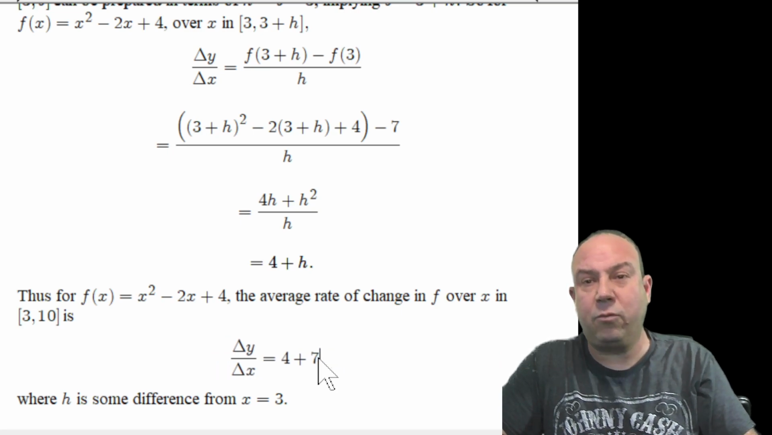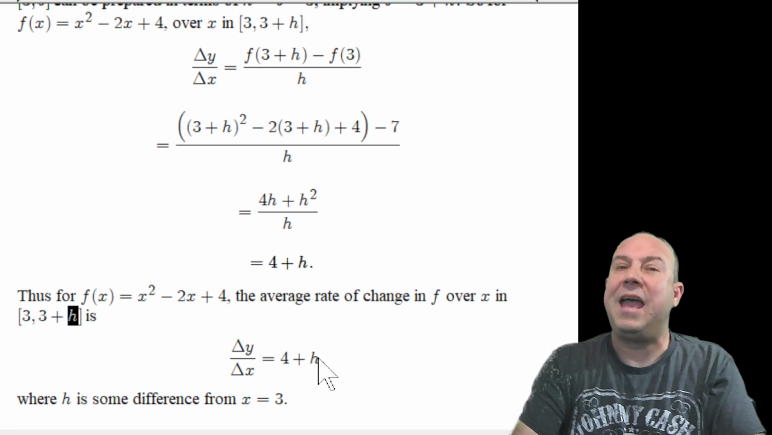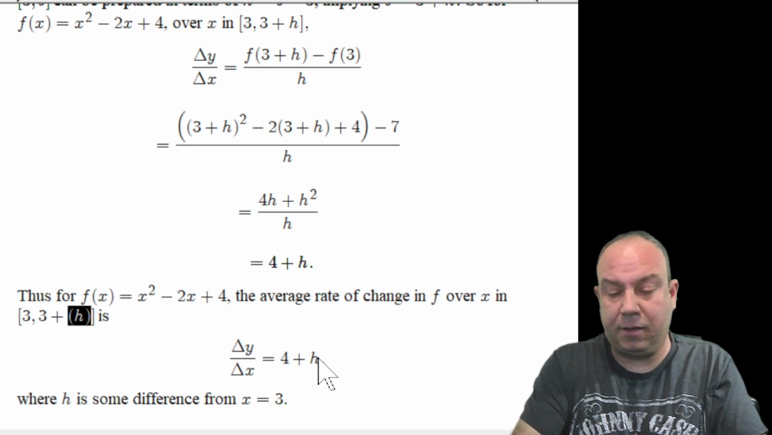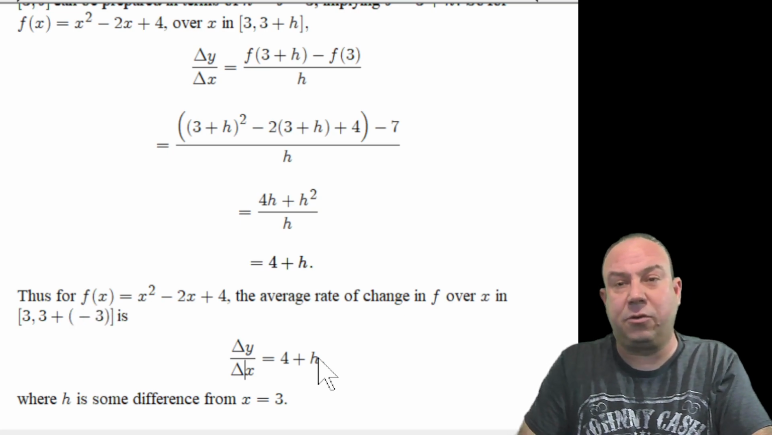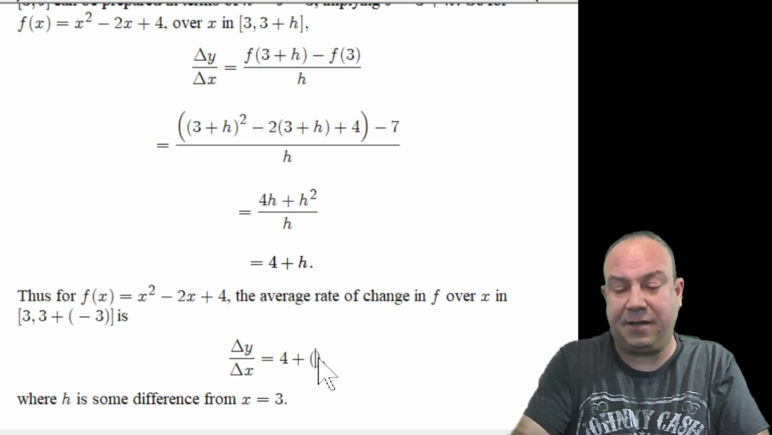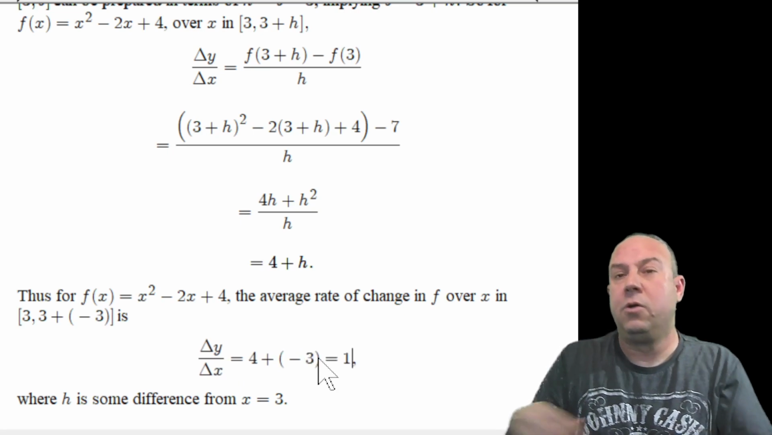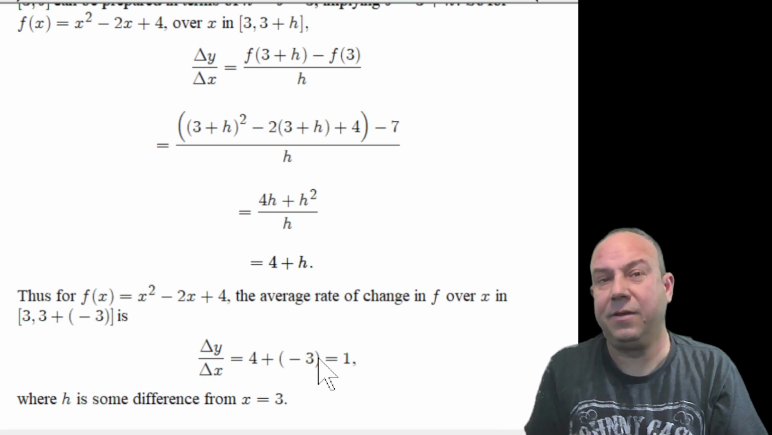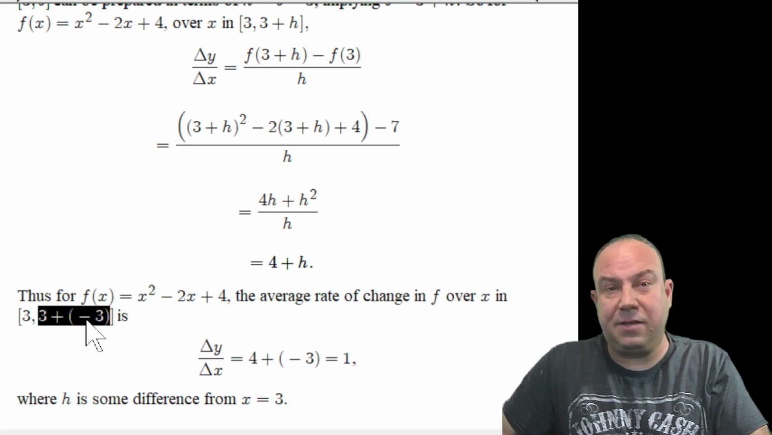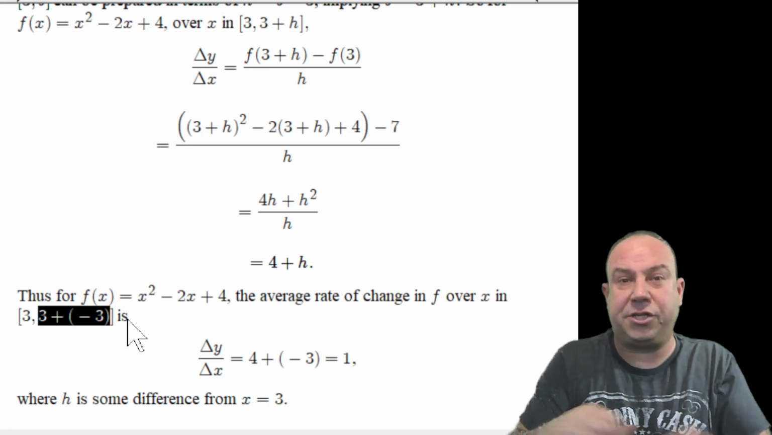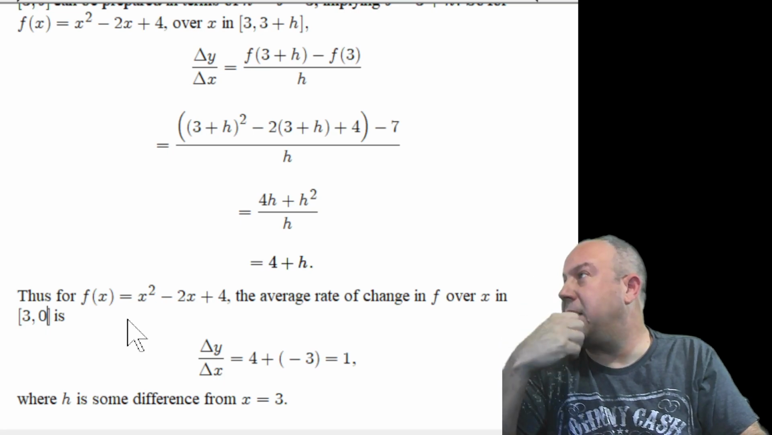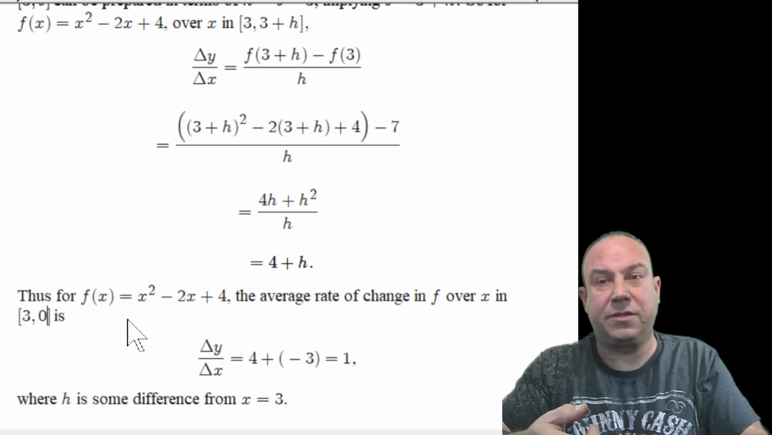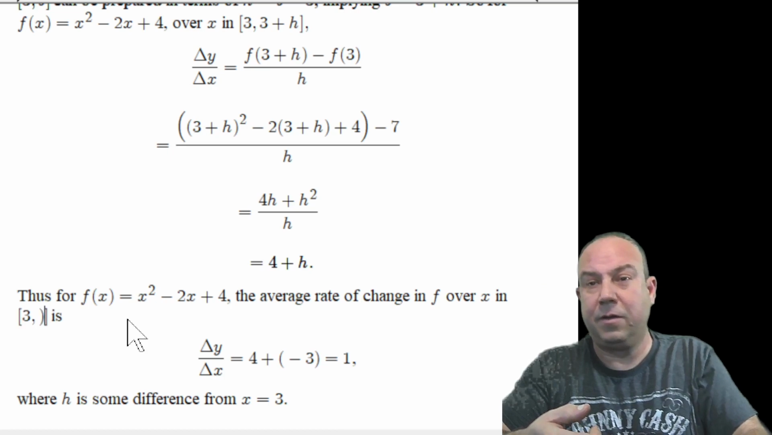Right? This even works in the negative direction, folks. If I wanted to be at 0, which would be negative 3 units away, well, I would have to add in here the quantity negative 3, which would give me a slope of 1. That would give me the average rate of change on the interval from 3 to 0. Now, I know that interval is stated backwards, but the formula still works.